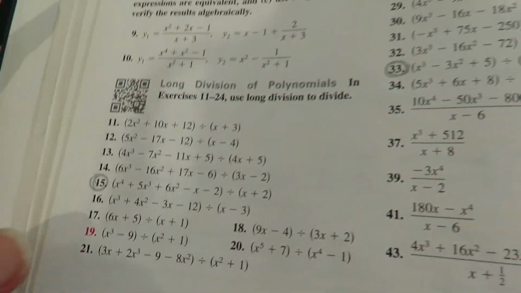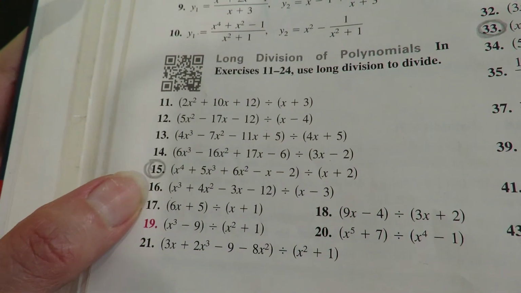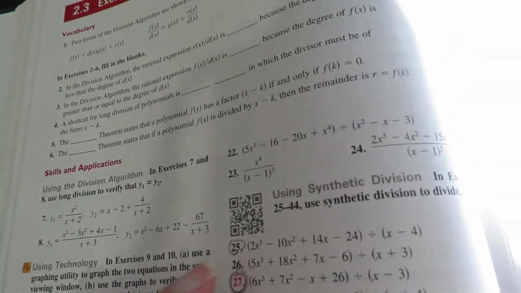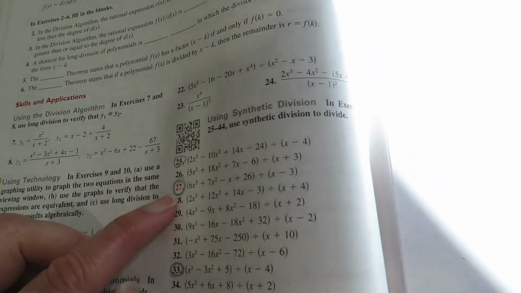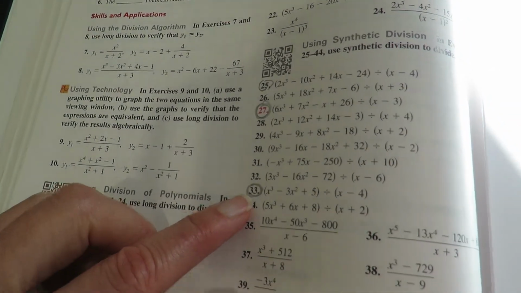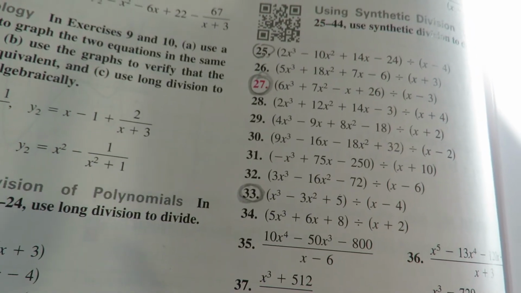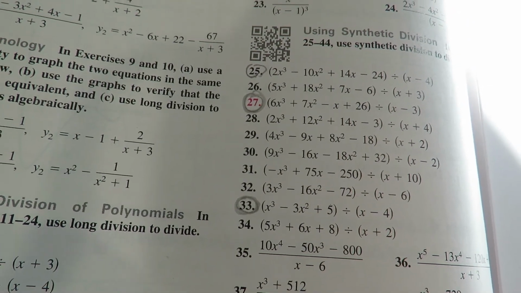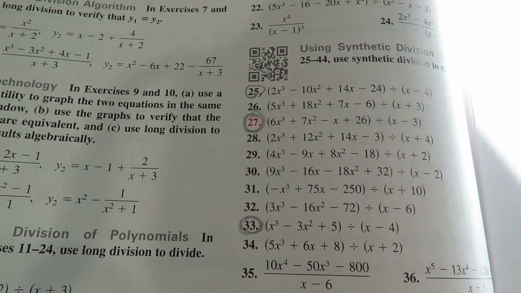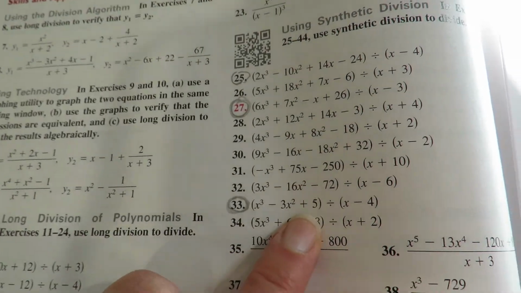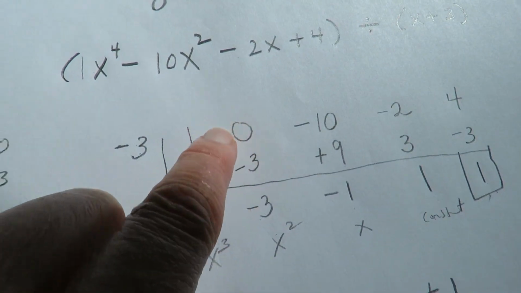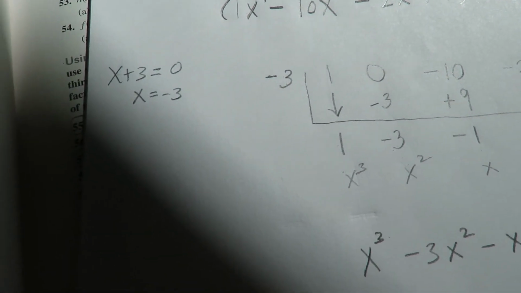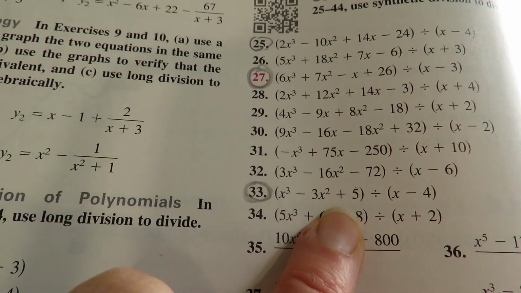I'm going to give you number 15. I want you to do that one by long division. Not everything is circled here, so just be careful. I'm going to give you number 27, that's synthetic. And I'm going to give you number 33, that's synthetic. Now number 33, notice that it is missing a linear term. There's no linear term in between the quadratic and the constant. So don't forget when you put it in the box to put a 0 there for the linear term.